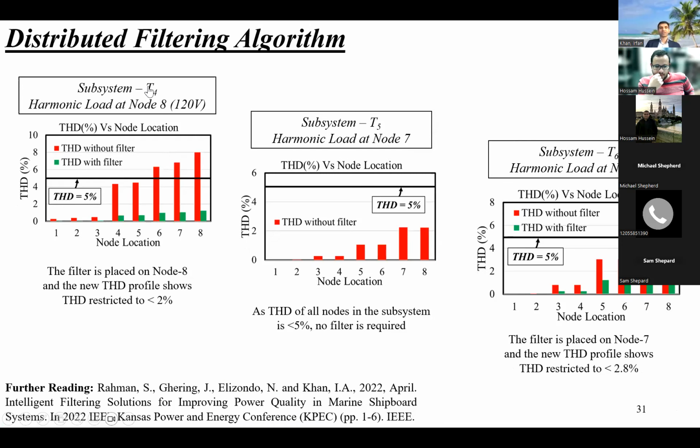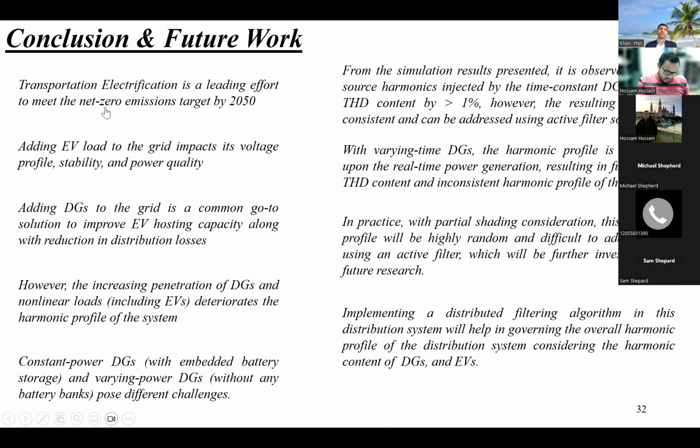All right, so let's conclude this presentation. Transportation electrification is a leading effort to meet the net zero emission target by 2050. The Biden administration has invested a lot of funding in this area, clean energy. But adding EVs to the grid impacts its voltage profile, stability, and power quality. Harmonics is a concern. To reduce their impact, adding DGs to the grid is a common go-to solution to improve EV hosting capacity along with a reduction in distribution losses.